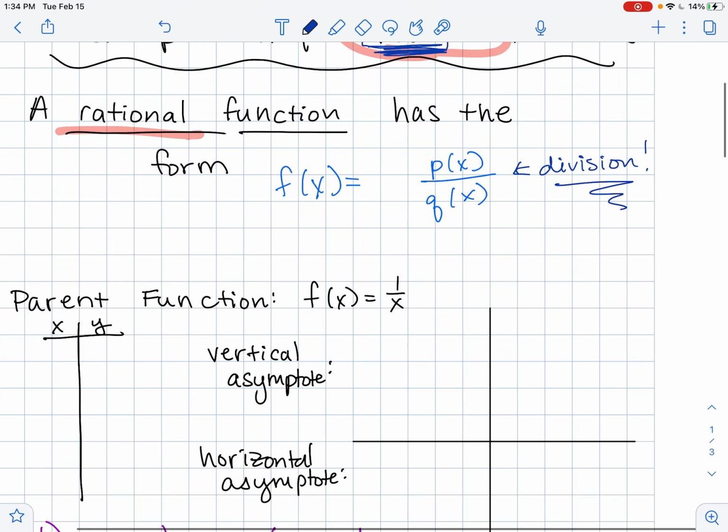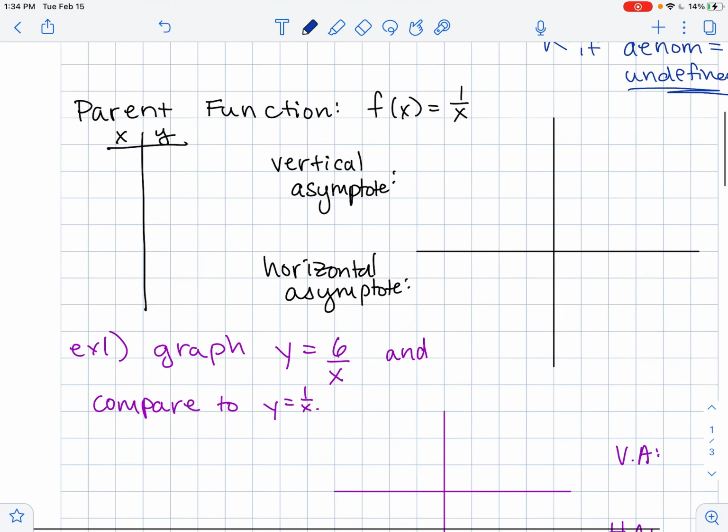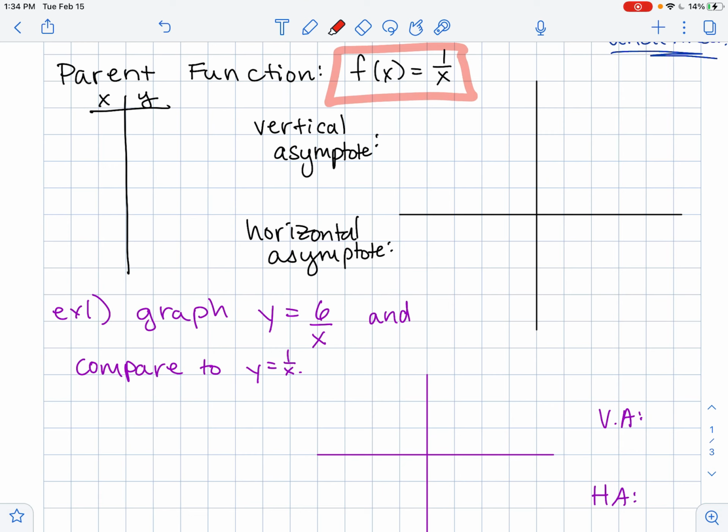Keep in mind also, we don't ever want our denominator to be 0, because if the denominator equals 0, then it's an undefined value. Just don't forget that. Our parent function is 1 divided by x. Make sure you highlight that. That's what makes it a rational function: the variable is in the denominator.